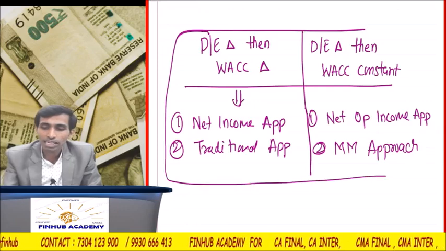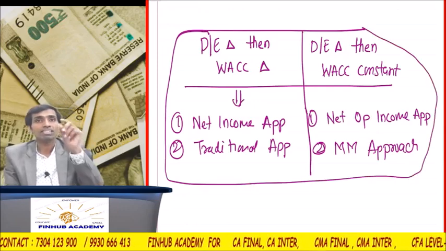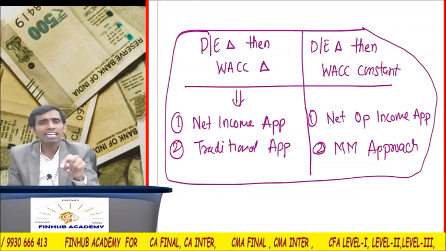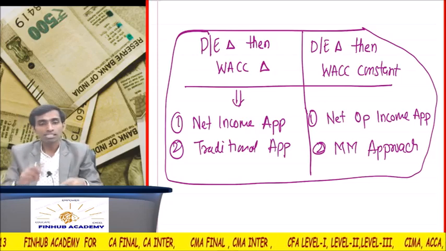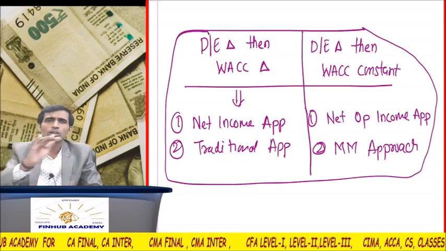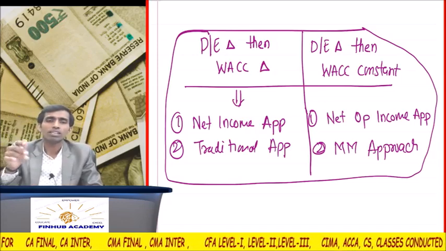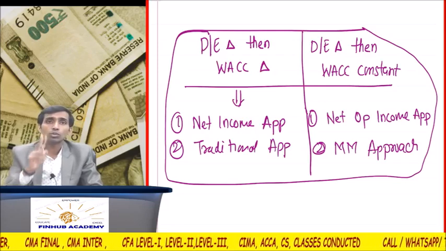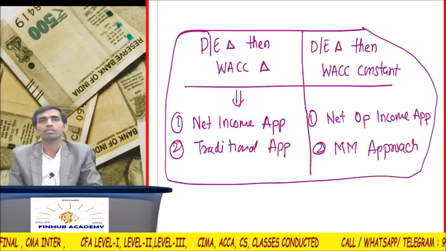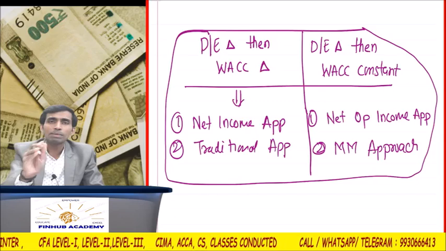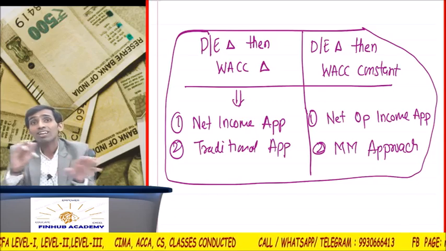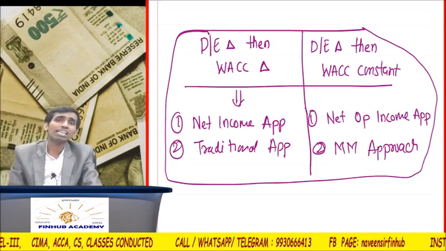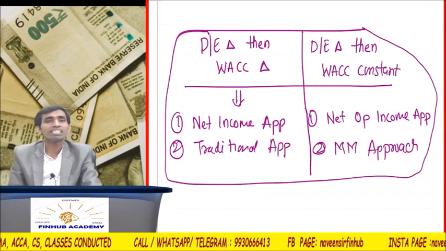Are you understanding what I said? The first part says if the debt equity mix proportion changes, then your WACC gets affected, meaning it will change. Whether it goes up or down is a different issue. Who says this? The net income approach and the traditional approach. WACC does not get affected, whatever the proportion of debt and equity. Which approach? The net operating income approach and the Modigliani and Miller approach, the MM approach. Is it clear?